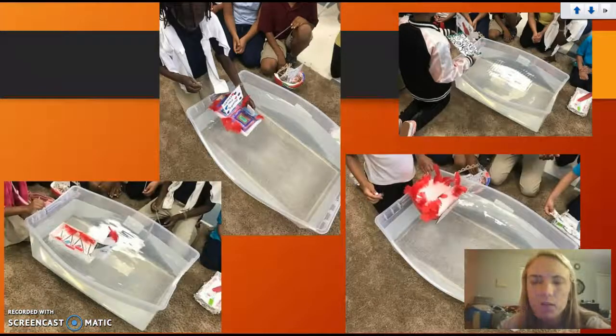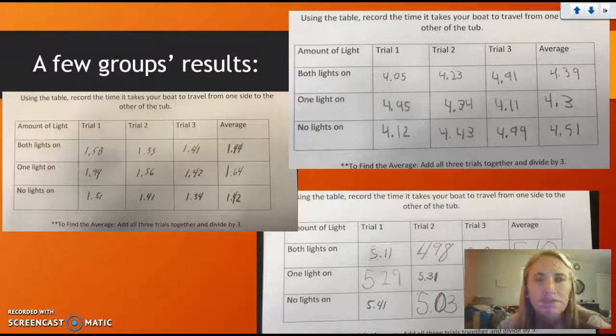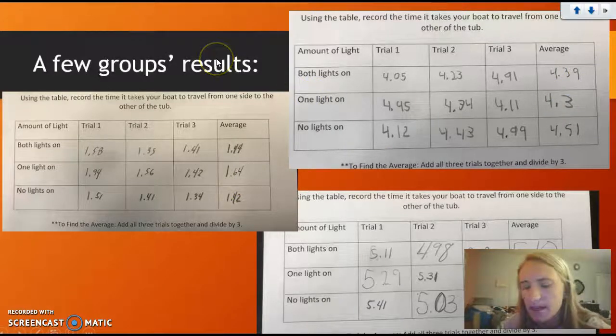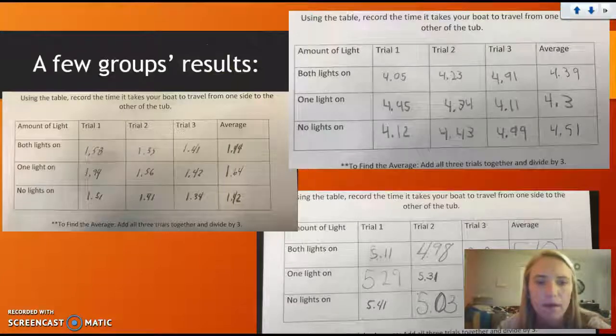Here are some pictures of the boats. These are a few of the groups' results. As you can see, their average is still around the same on each of them. It doesn't matter if they're up in the 4s or 1 second, how fast they were, within their own group it was about the same.